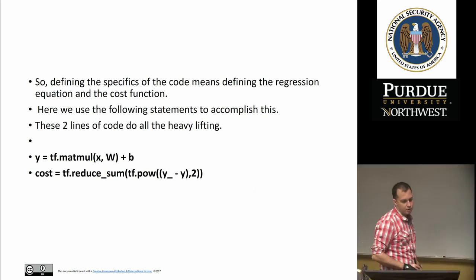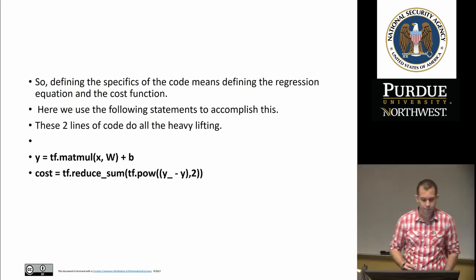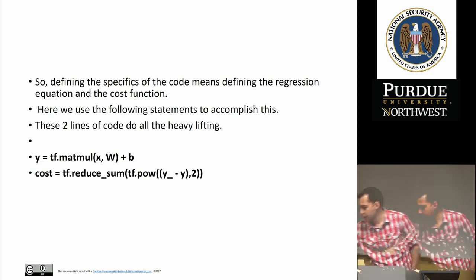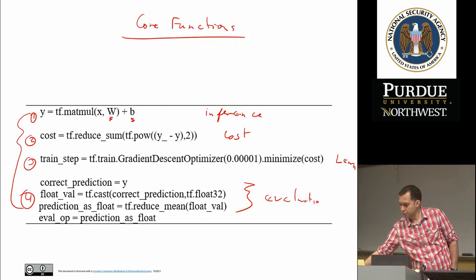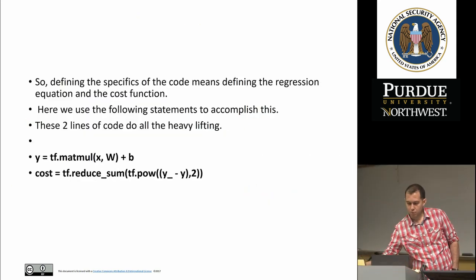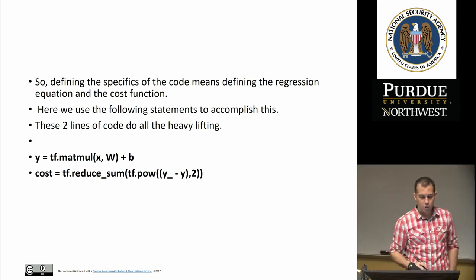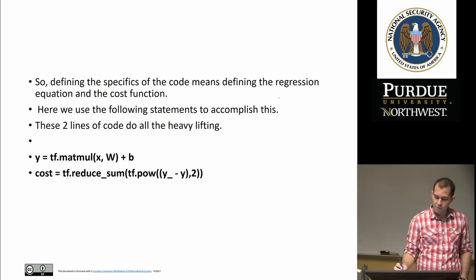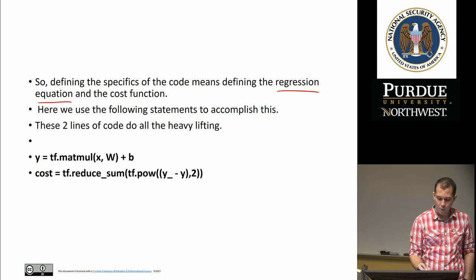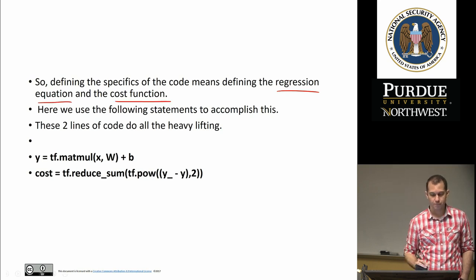So let's look at them in a little bit more detail. From the previous slide, I'm going to break it down further into just a few more slides to give a little bit cleaner comments. So defining the specifics of the code means defining the regression equation and the cost function. Here we use the following statements to accomplish this, right?